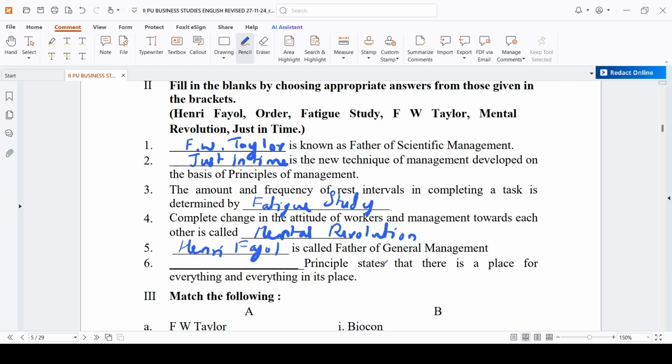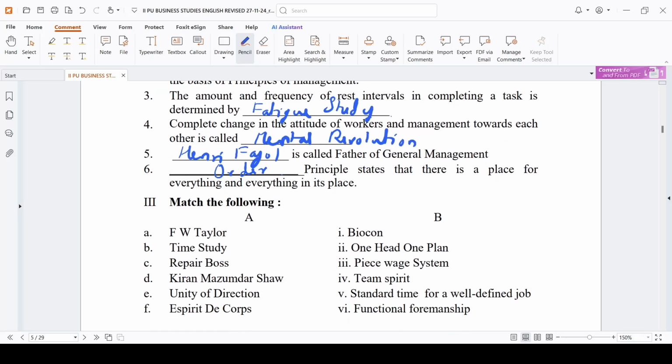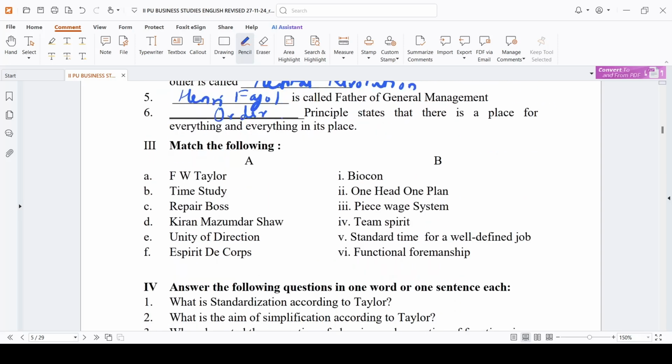Dash principle states that there is a place for everything and everyone, and everything should be in its place. That is order. The principle which is given by Henri Fayol. Everything, there will be a place. Everything should be kept at that particular place, right? Okay. So next, match the following. F.W. Taylor. F.W. Taylor has given the piece wage system. Time study. Time study comes under functional foremanship.